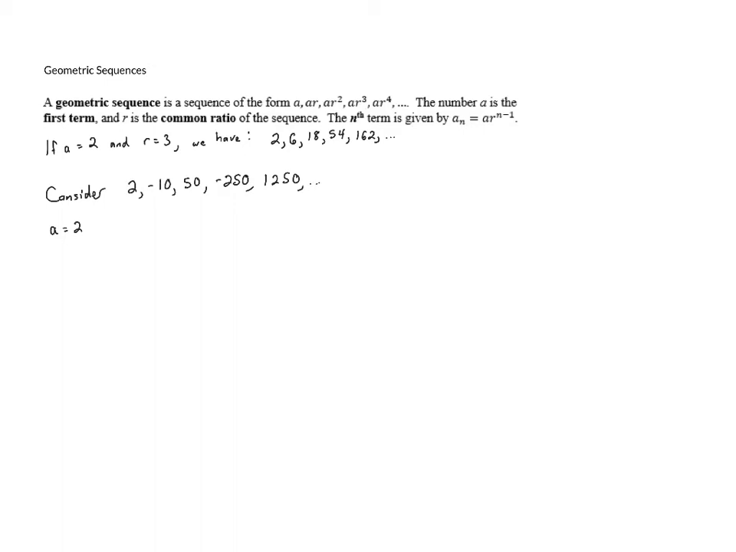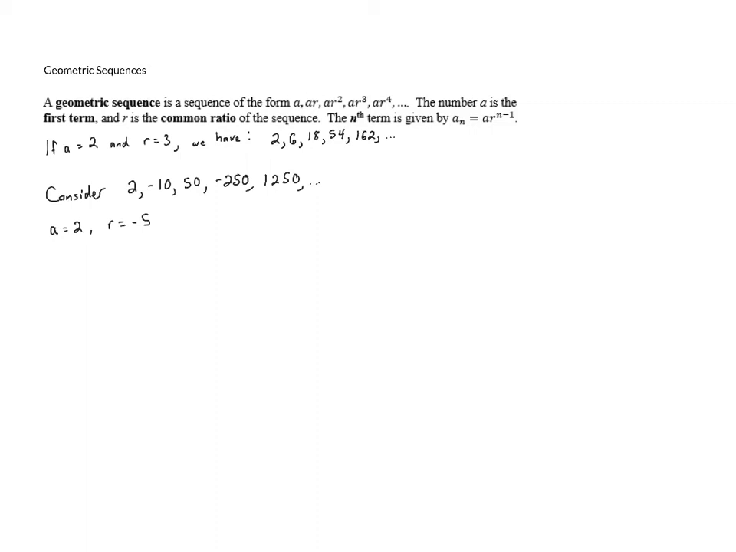Let's see if that ratio is the same for the rest. -10 times -5 gives us +50. And when we multiply by -5 again, that gives us -250. And when we multiply by -5 again, that gives us +1,250. So in this case, R is equal to -5, and we can see that each time we want to go to the next term, we multiply by -5.